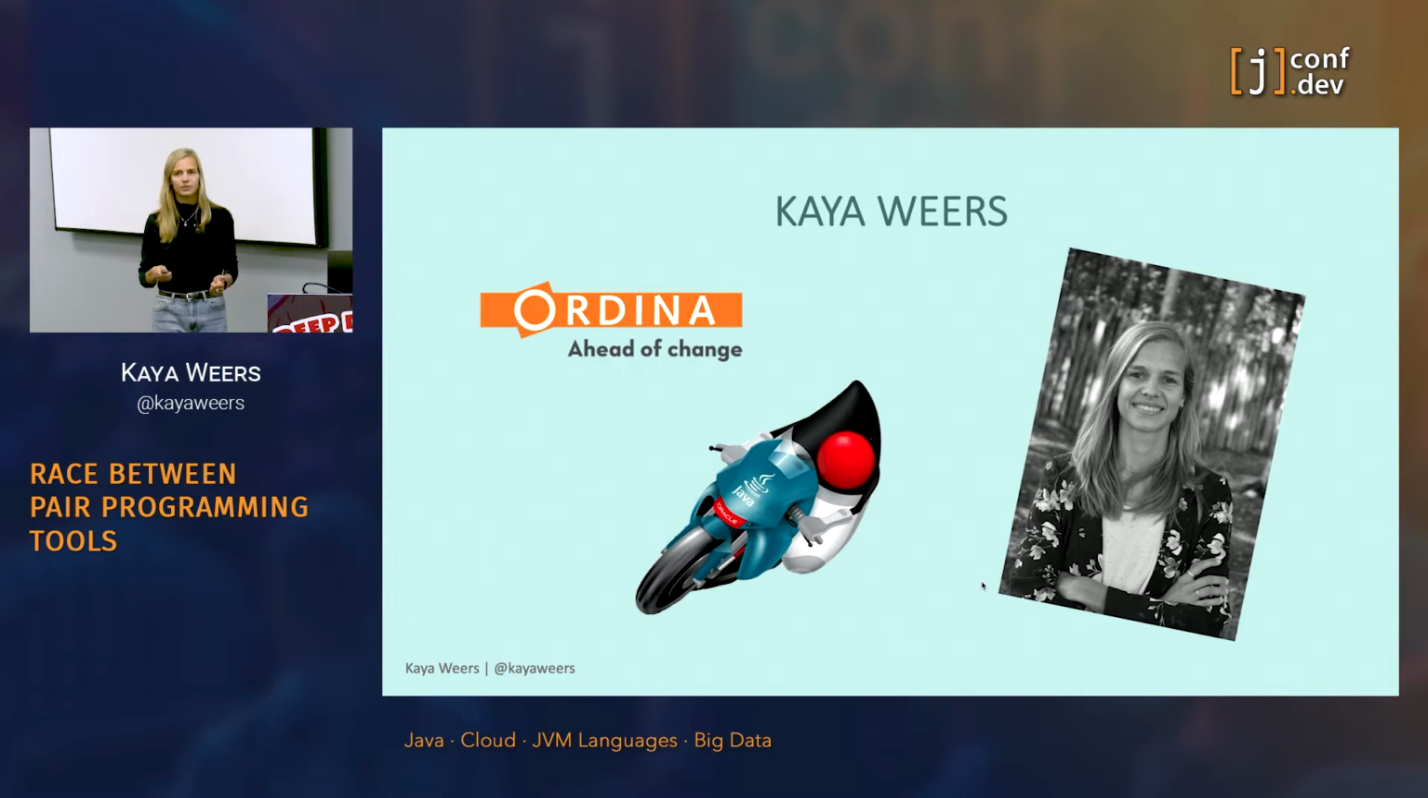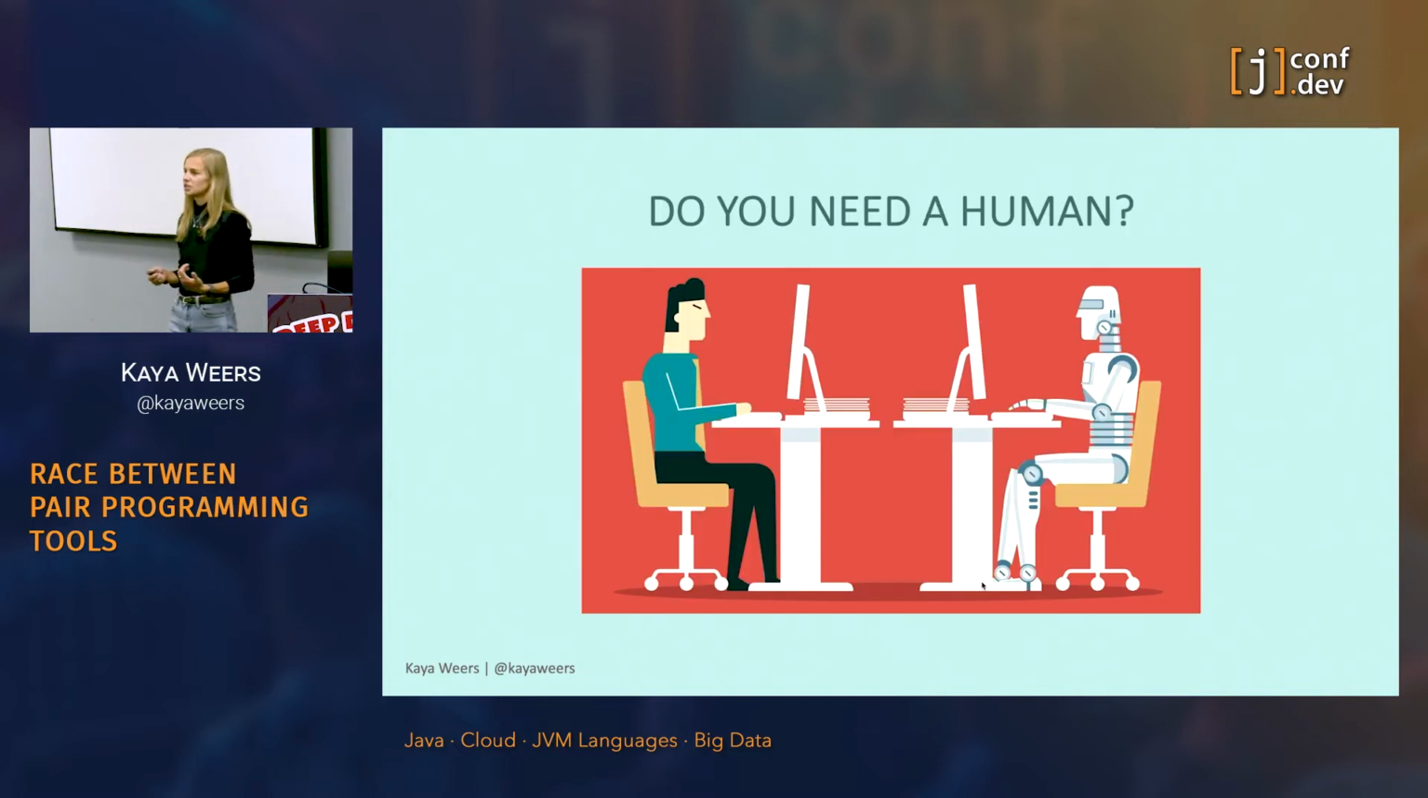But before we dive into those tools, I was curious, do we really need another human, another colleague to do pair programming? Because we have all this cool AI stuff. Do we really need that? Or can we use a computer or a robot or something else to do pair programming together?